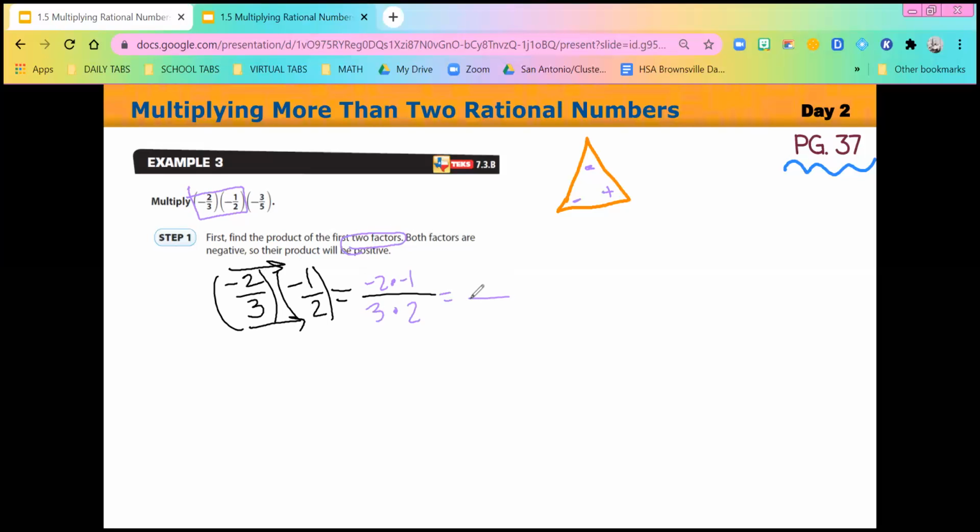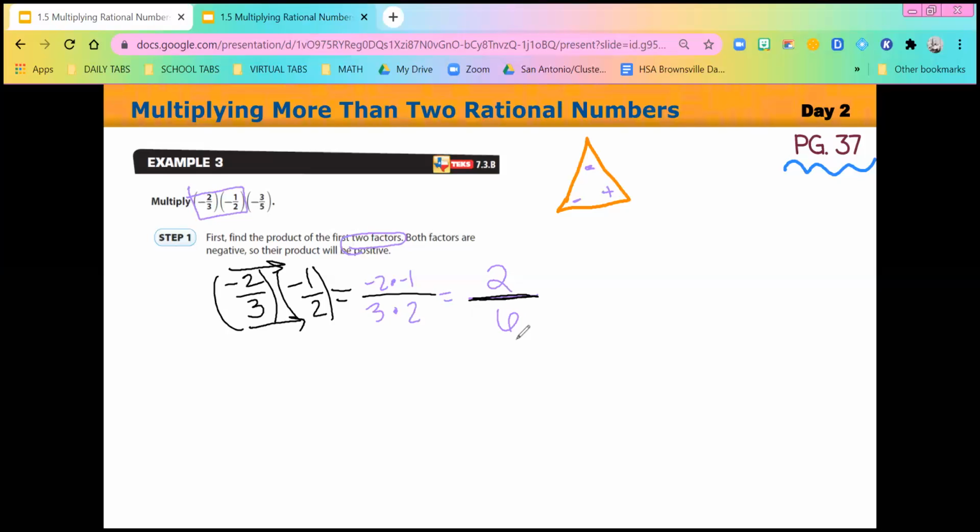Perfect. And now we can break it down. Now we have negative 2 times negative 1. Remember, if I have a negative times a negative, that means I'm going to have a positive product. And what is 2 times 1? 2. So negative 2 times negative 1 gives us a positive 2, or just 2. And then our denominator is 3 times 2. Both of them are positive, right? Two positives make a positive. So 3 times 2 gives us 6.